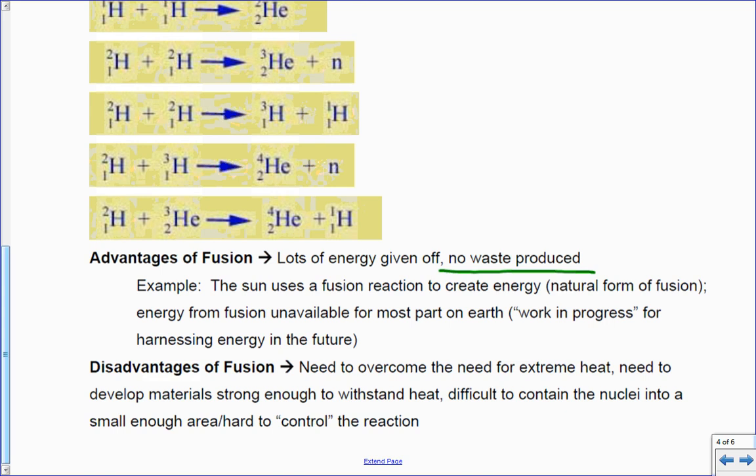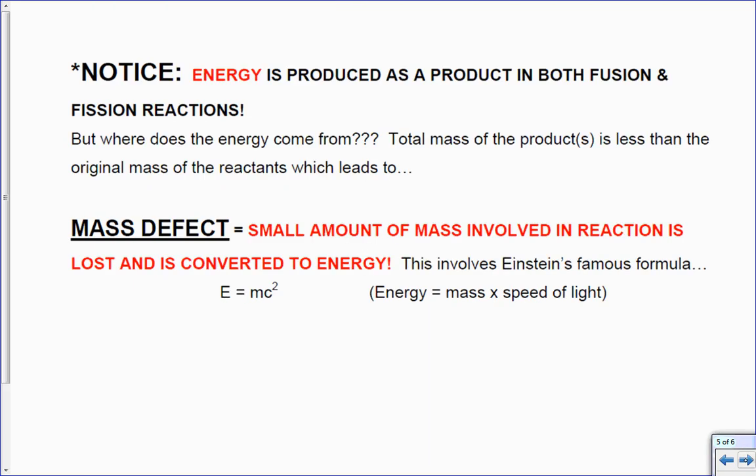Disadvantages. I need to overcome the need for extreme heat. You need to develop materials strong enough to withstand that heat. We generally use some sort of ceramics. It's difficult to contain the nuclei into a small enough area, and hard to control the reaction. It's not something that I can just set and go.